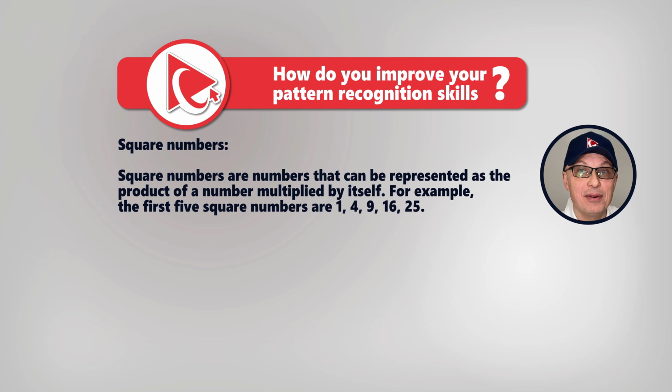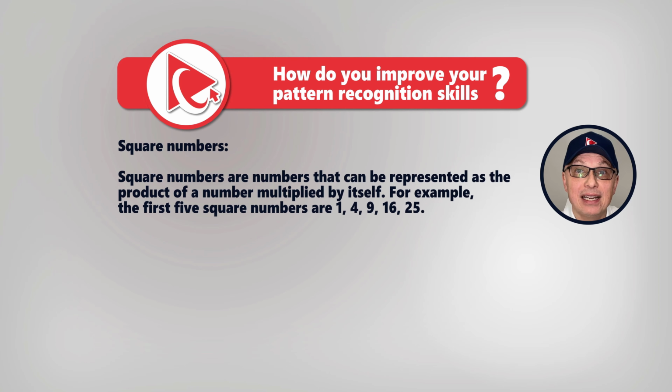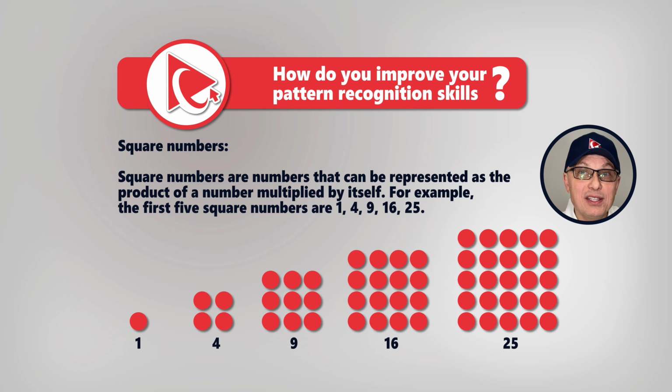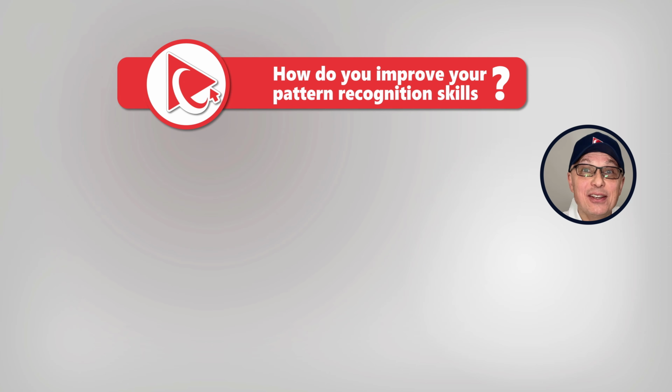Square numbers are the numbers that can be represented by a product of a number multiplied by itself. For example, the first 5 square numbers are 1, 4, 9, 16, and 25. Because 1 square is 1, 2 square is 4, 3 square is 9, 4 square is 16, and 5 square is 25. And last but not least on my list are cube numbers.